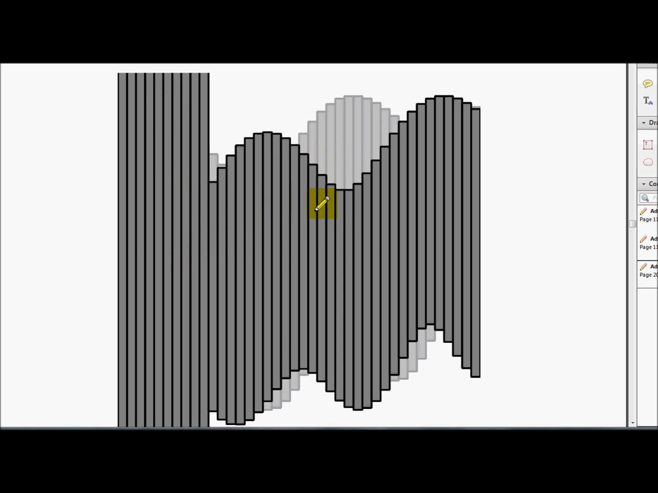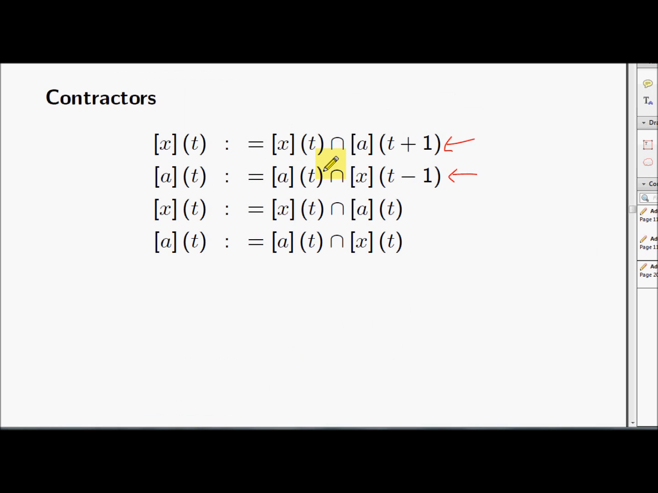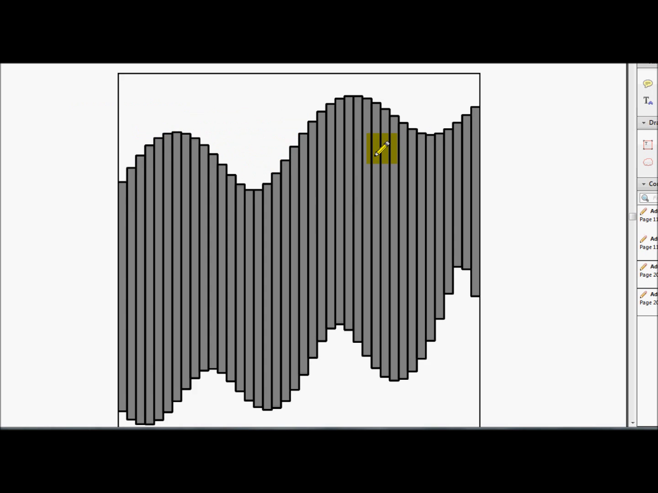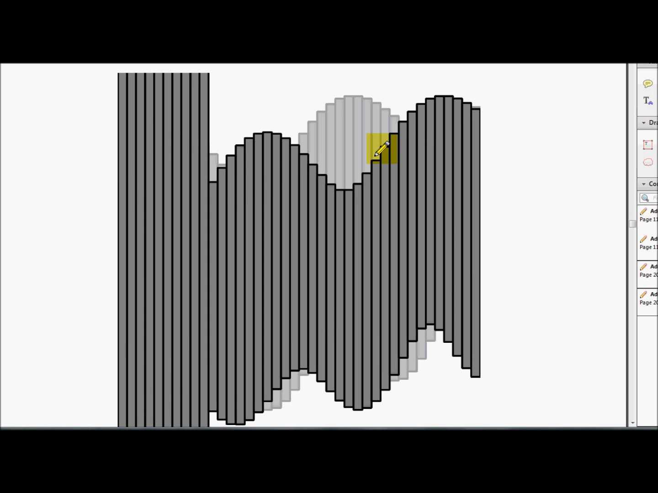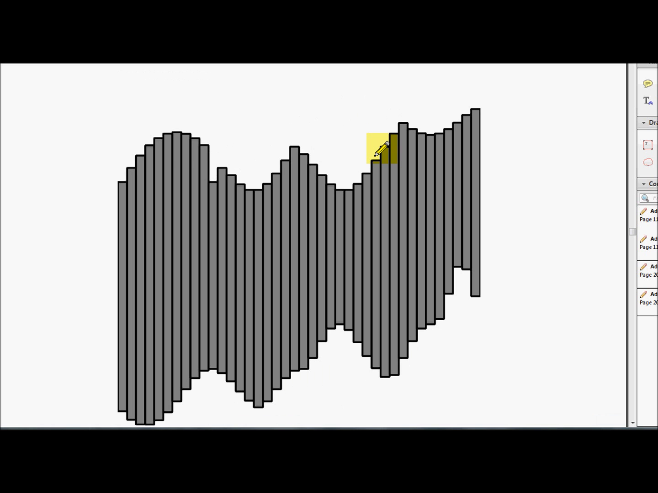And I will have to intersect it with the previous tube as explained here. So here I am now doing this one. So I will intersect and I obtain this. And I know that my trajectory X is inside this tube. Now I apply the second contractor.